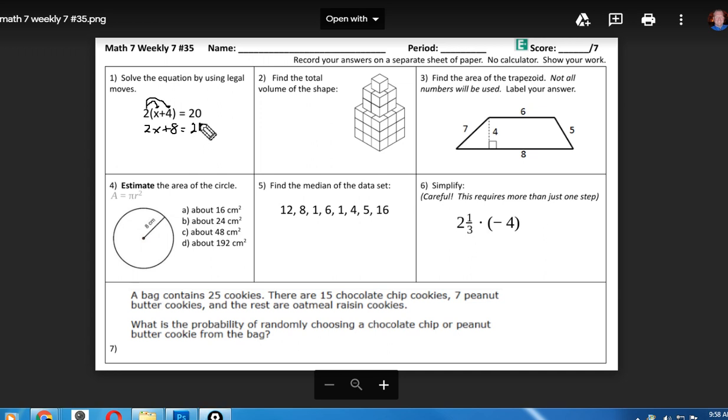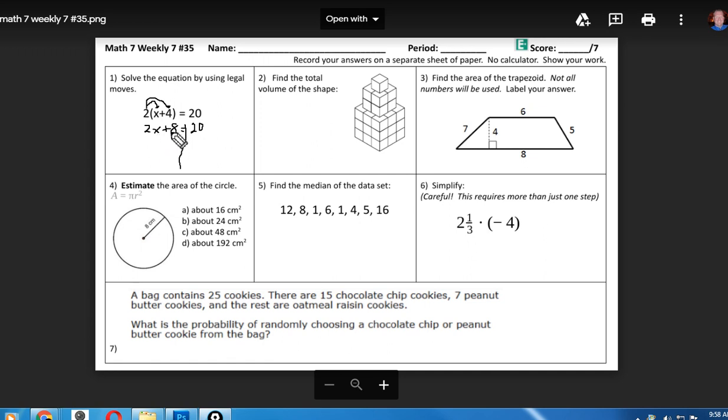Now we can do this one of two ways. We can either do guess and check: 2 times what number plus 8 gives me 20. Or we can use solving equations. Well, I'm going to practice solving equations with you because this is something you'll need to be able to do in 8th grade. So let's practice it now.